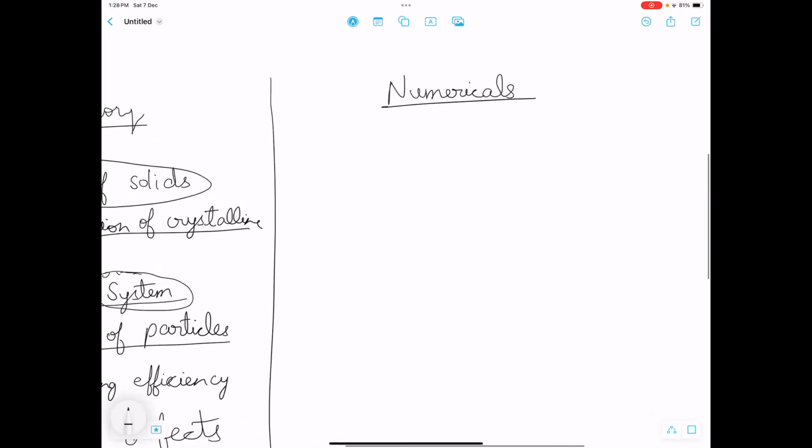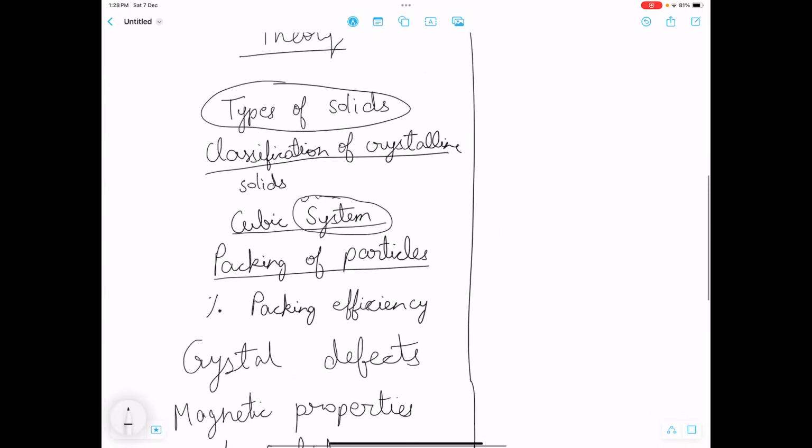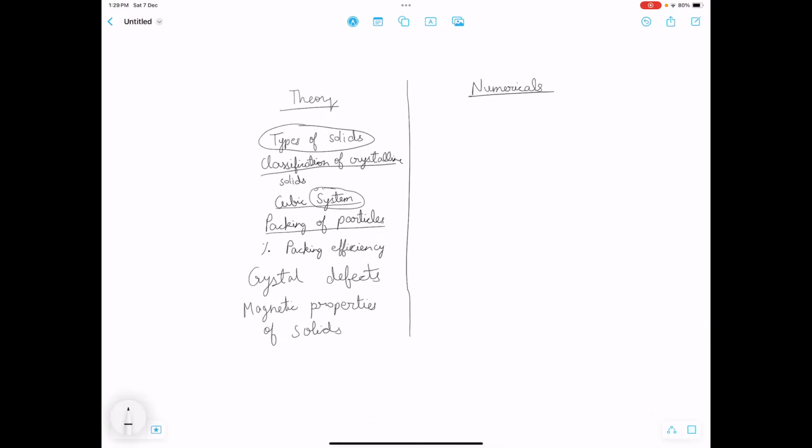Now we will come to the numericals. Only 2 topics were asked as numericals, and those 2 topics are cubic system and packing efficiency. All the numericals asked in this chapter come from the cubic system or percentage packing efficiency.